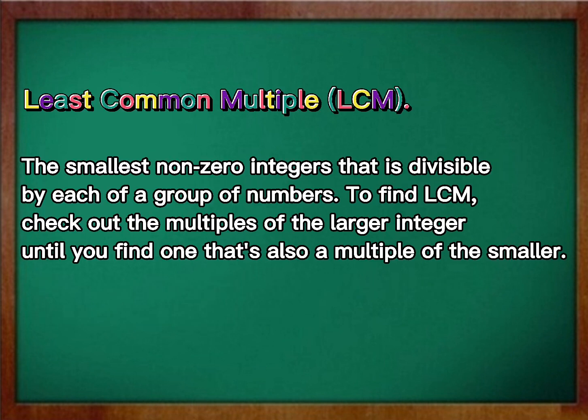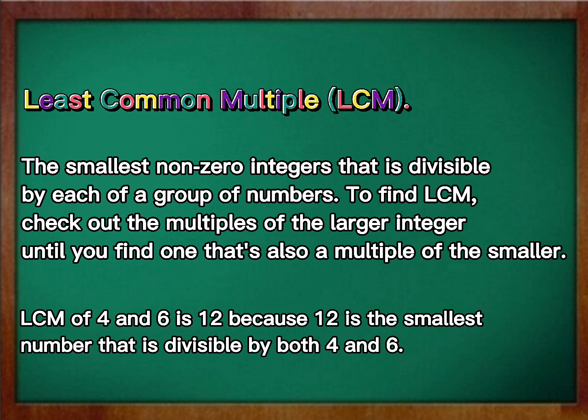Least common multiple. It is the smallest non-zero integer that is divisible by each of a group of numbers. To find the LCM, check out the multiples of the larger integer until you find one that's also a multiple of the smaller. That is why I always remind that it's very important that you memorize the multiplication table. For example, the LCM of 4 and 6 is 12 because 12 is the smallest number that is divisible by both 4 and 6.